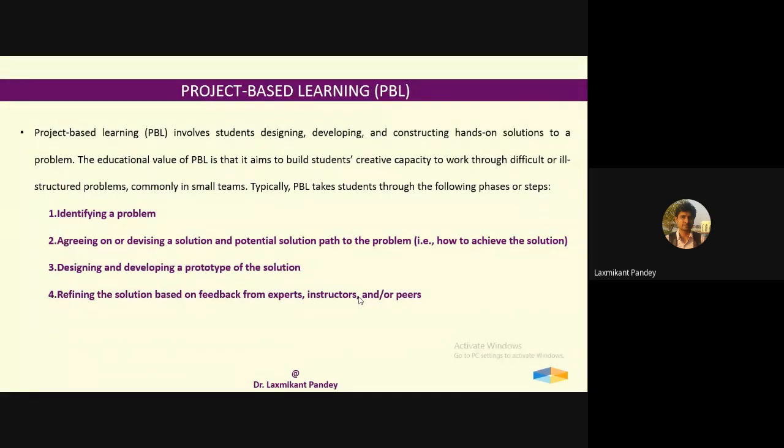Second is agreeing on or devising a solution and a potential solution path to the problem. As I told you, if one problem is there, it may have many solutions. And out of those many solutions, which one is the best? For that, students need to think. Whatever problem you are giving to the students, students will think of the probable solution. By this particular method, students are thinking for the probable solution.